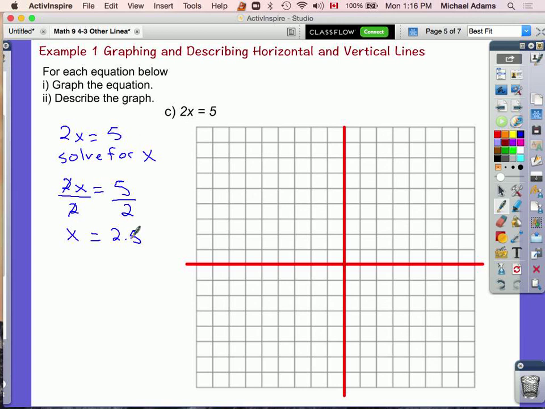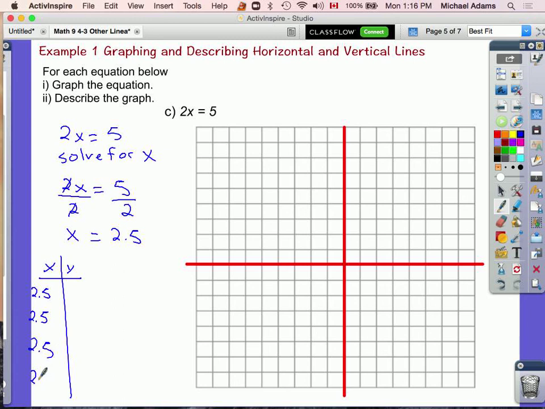Okay, so now what does this mean? This is a linear relation where x is equal to 2.5. Now, if we were to graph it, if I had to make a table of values, what does this mean? It means that no matter the y value, x will always be 2.5.